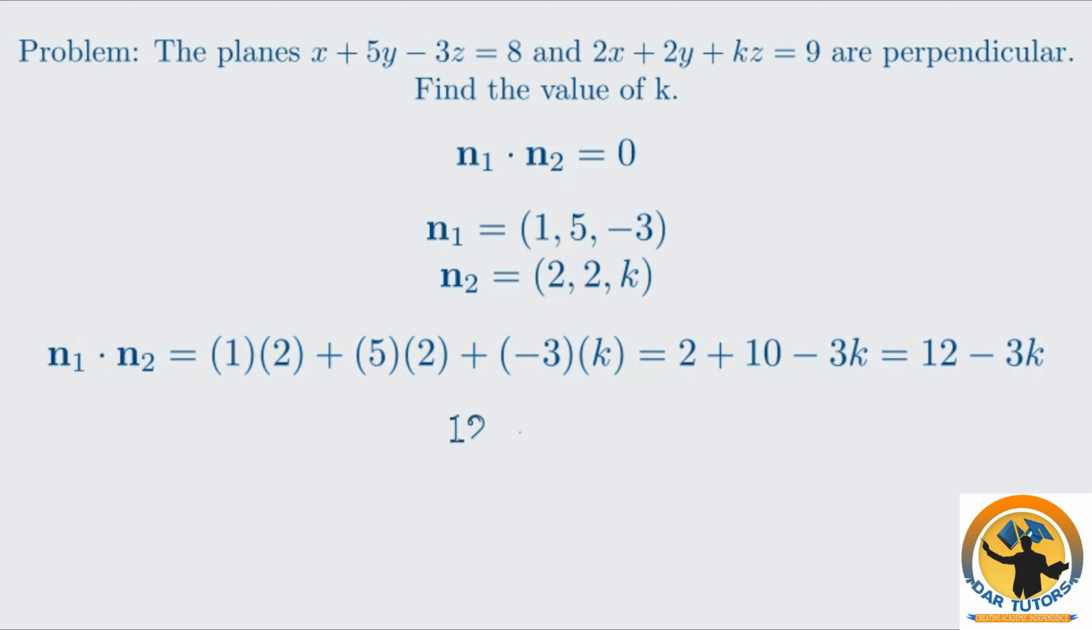Since the planes are perpendicular, this dot product must be 0. So 12 minus 3k equals 0. Solving for k, we get 3k equals 12, which means k equals 4. So the value of k that makes the planes perpendicular is 4.